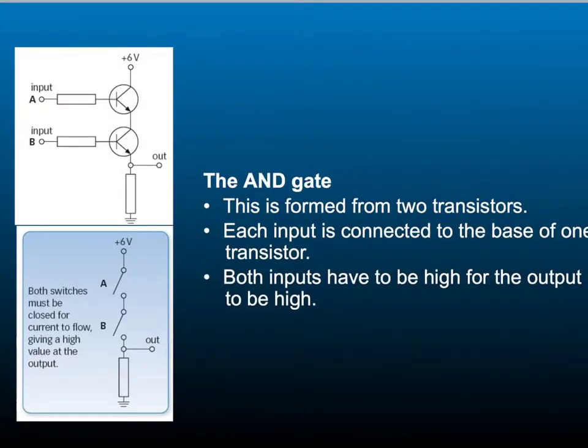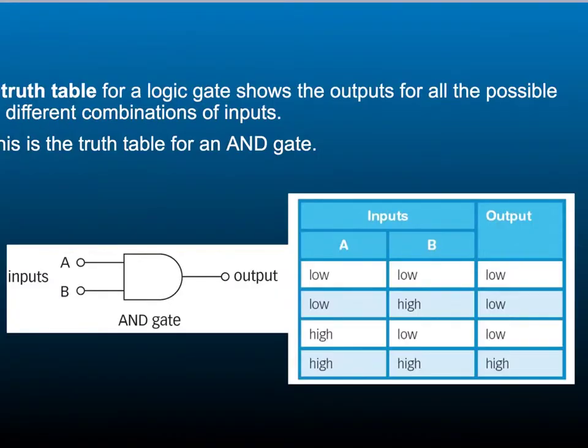The AND gate is made from 2 transistors connected like this. Each input is connected to the base of one transistor, here and here. Both of the inputs have to be high for the output to be high. If either one of them is low, then the output will be low. This is the symbol we use for the AND gate, because drawing 2 transistors out in that circuit can look quite complicated. But if we use this, we can do much more complicated circuits with simpler symbols.